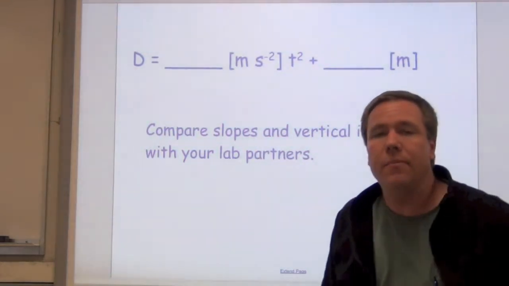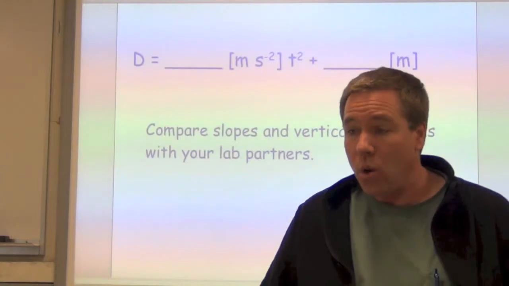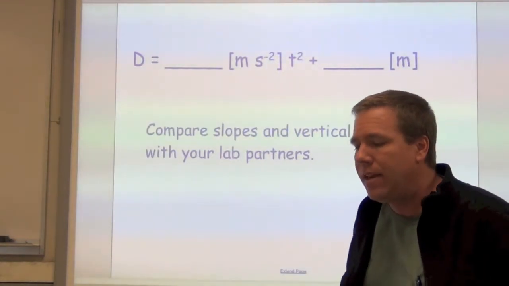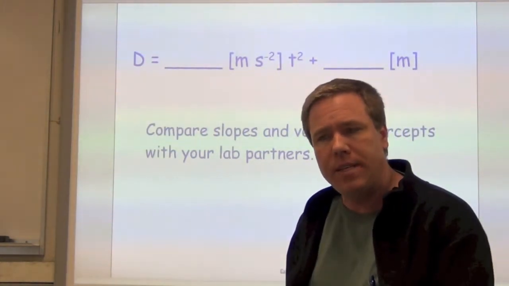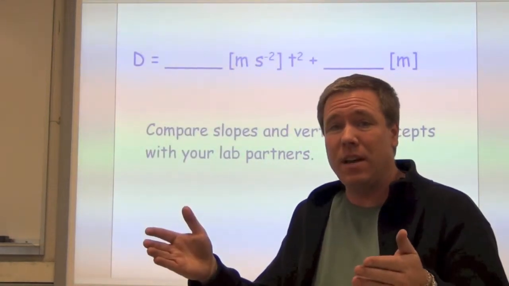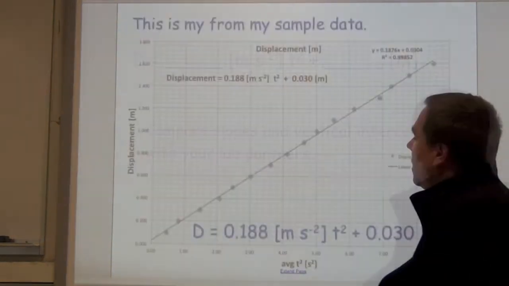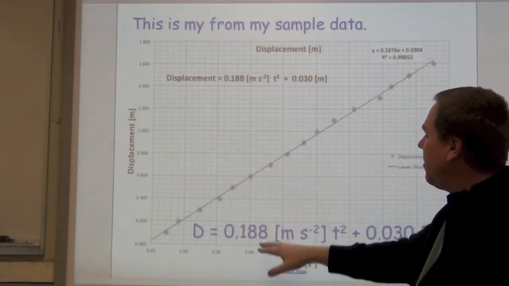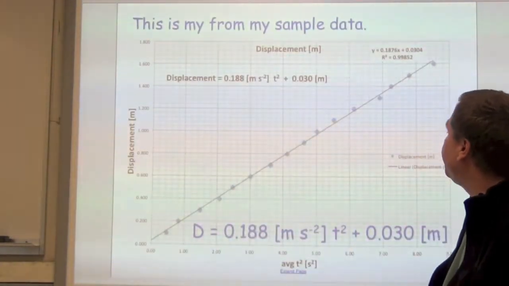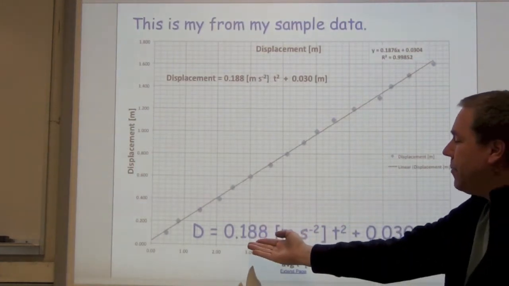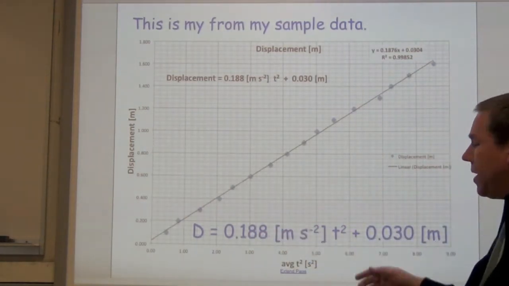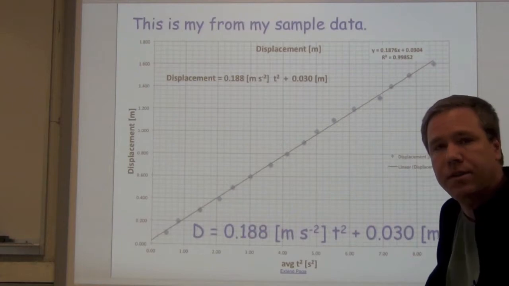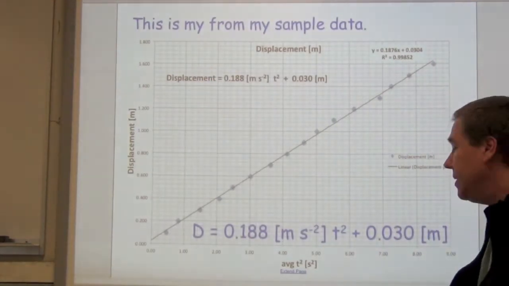I'd like you to take a minute and compare slopes between you and all your lab partners. What kind of slope did your lab partner get? What kind of intercept? We're mostly interested in the slopes, but if things are wildly different and yet you all took the same data, then you're going to have to discuss amongst yourselves where the problem lies. So finally, you should have that equation written on your graph. I wrote it here, and then I wrote it here a little bit bigger. I wasn't sure if you could see the top one. There's my equation. My particular slope is 0.188 meters per second squared times t squared, and then plus 0.030 meters. That's my entire equation for my displacement for my sample data.